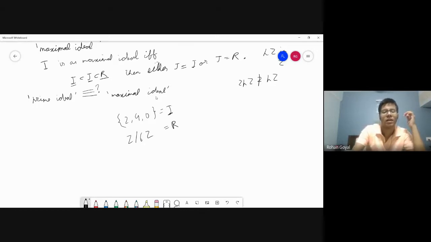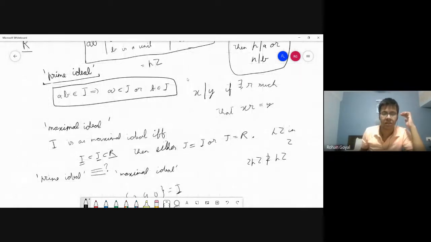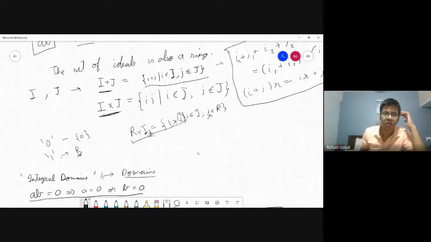Also, just one reminder that I messed up earlier. I should have mentioned this. I don't know why I messed this up earlier. The definition of IJ I messed up. I plus J is perfectly fine, but IJ is not defined this way.